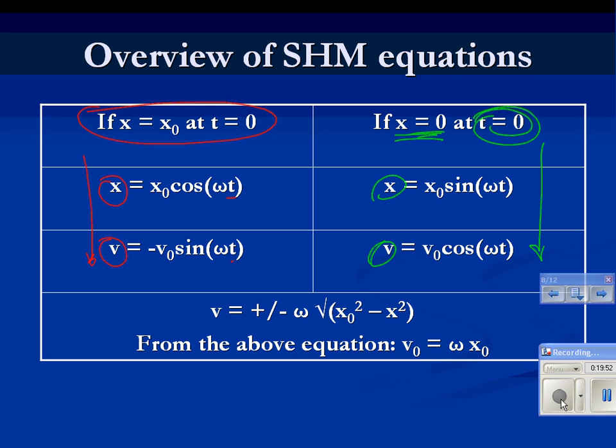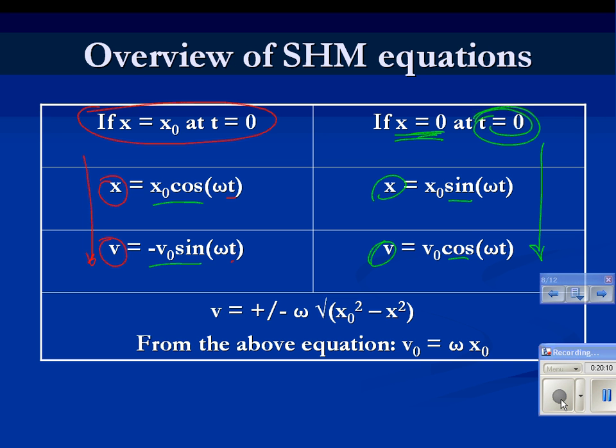And if you think about it, it's really those graphs we've been drawing. Remember, the graphs we were drawing, we got a cosine curve and a negative sine curve for displacement and velocity. If, however, I chose to have started my stopwatch when it was at equilibrium, I'd get a sine curve for displacement, and I'd get a cosine curve for velocity.